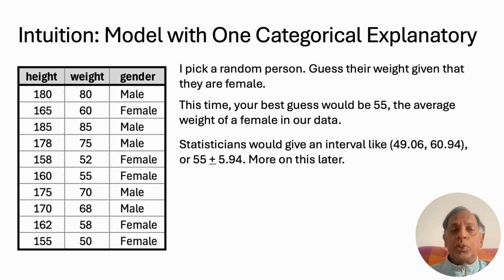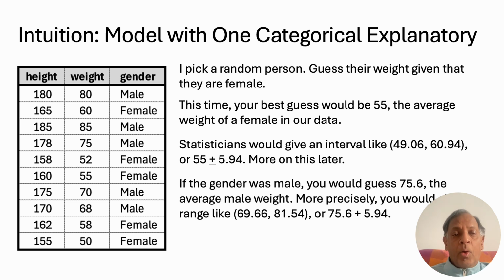Again, statisticians would prefer to give us an interval like 55 plus minus 5.94, which again says that if you took different samples and repeated the experiment many times, then the average weight would fall in this range 95% of the time. Okay, we'll see later more on how to calculate this range exactly, but that's the point that we are making.